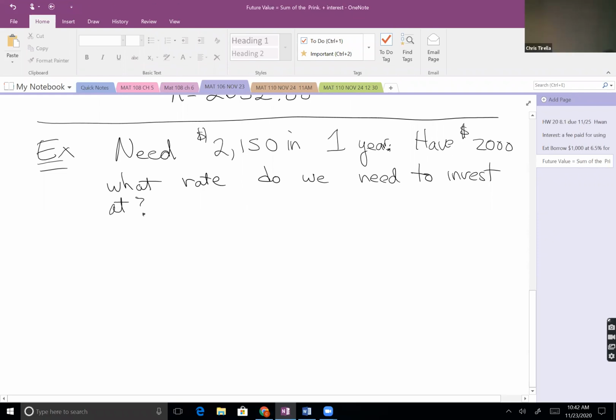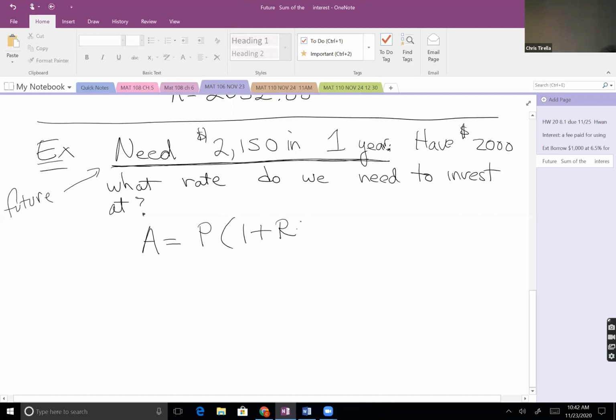Now, there's no magic word future in this question. But does everybody see that when we're looking at what we need in a year, we're referring to the future? So that tells me I want to use my future value formula. And what's different with this one is we know what we need in the future. We know our future value.